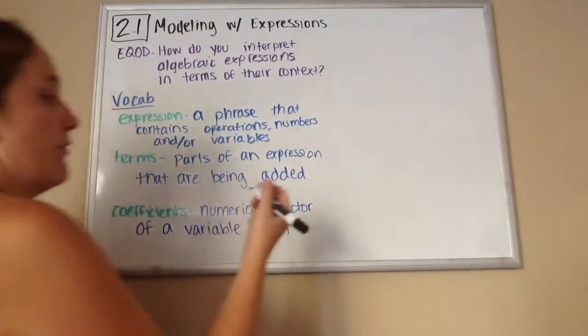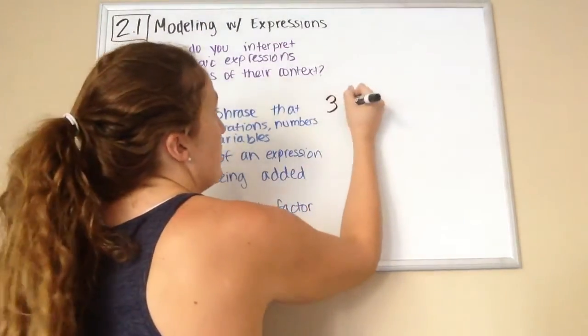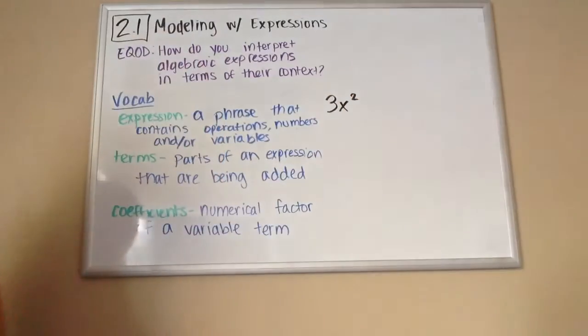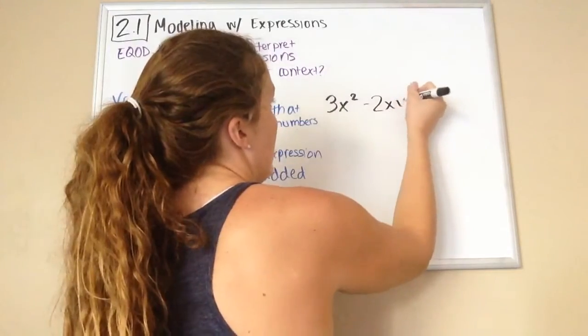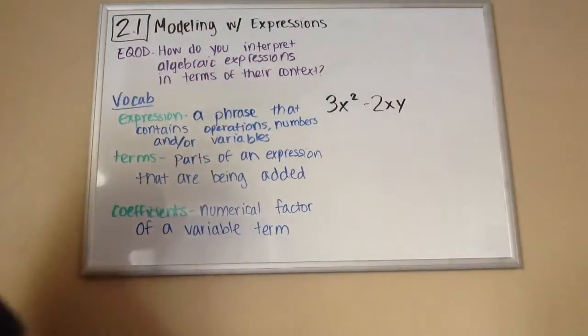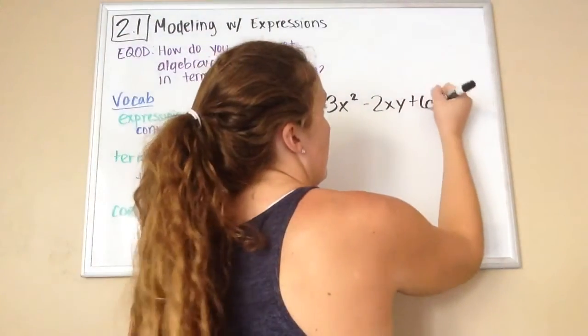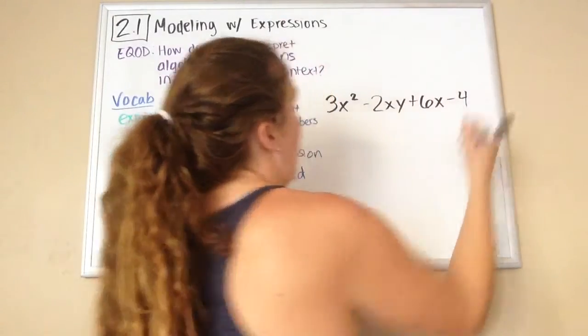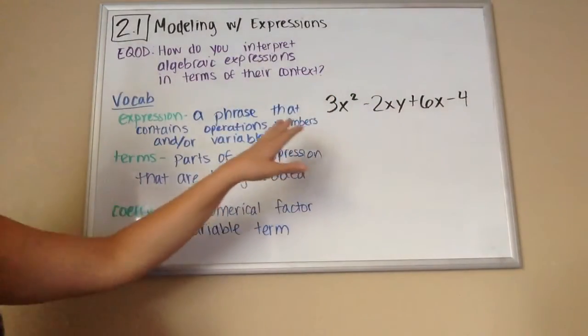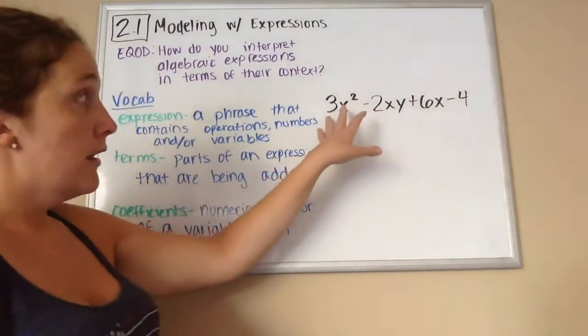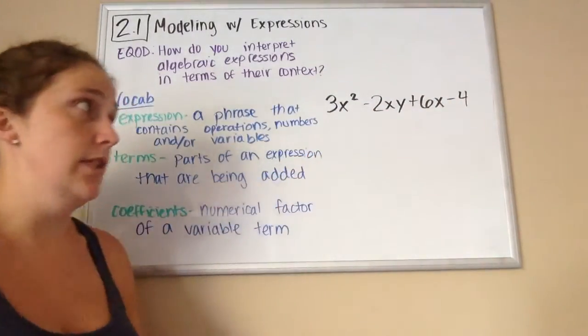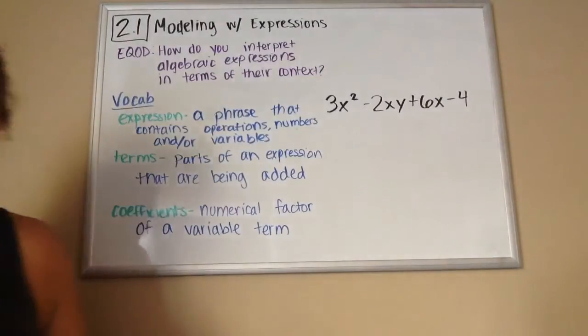So we're going to work with one at first. We're going to work with 3x squared minus 2xy plus 6x minus 4. So this is combining operation, subtraction, and addition, numbers, and some variables in here, x and y. It's combining them all.